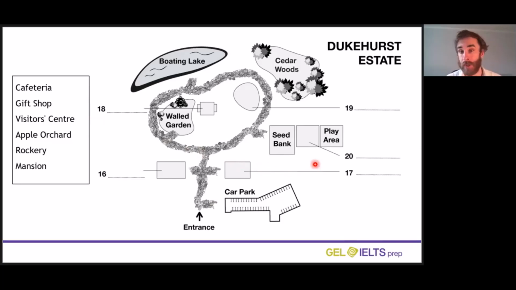17 was gift shop. Again, of course, if you wrote the gift shop, that would be incorrect because, as we said before, this is no more than 2 words. 18 would be mansion. If you wrote the mansion, that would also be fine. 19 was rockery. So this is a less common word, and if you got that, well done. And 20 finally was cafeteria. So they describe that as being behind the seed bank. So those prepositions of location and movement are very important to understand for this type of question.